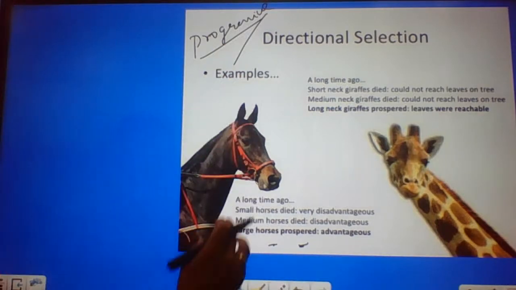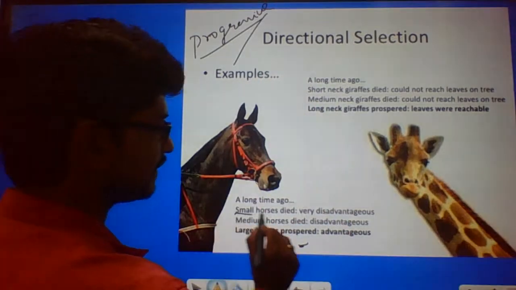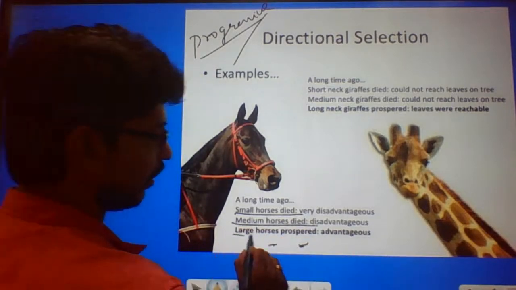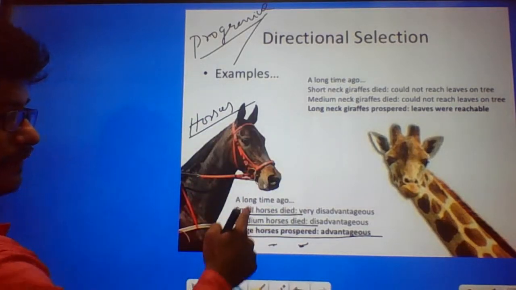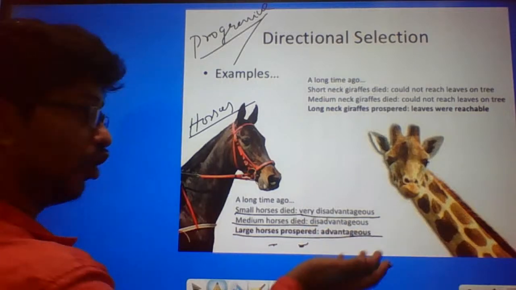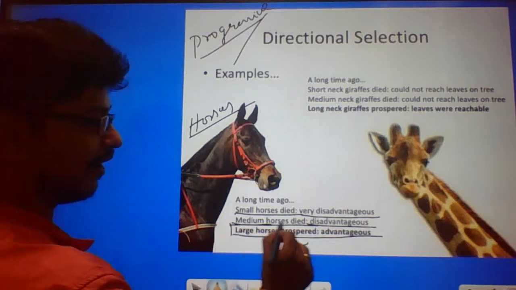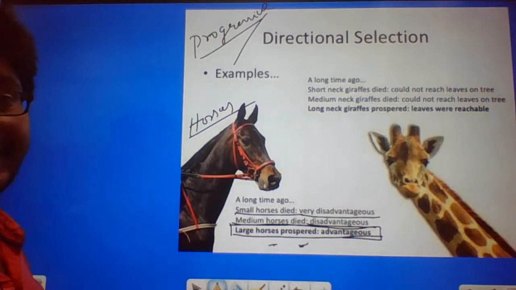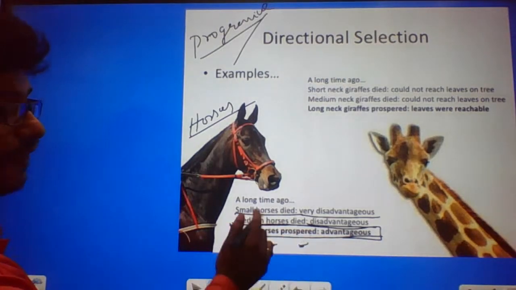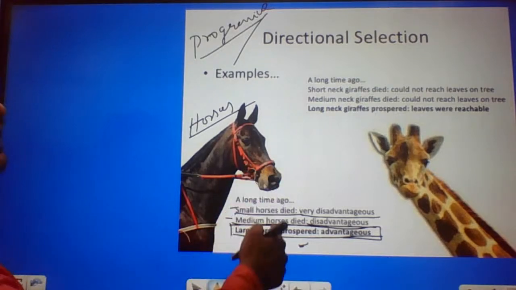Directional selection: we already discussed industrial melanism. Take the case of horses: small horses died because it was very disadvantageous, long ago, when we talk in terms of evolution. Medium horses also died, which was also disadvantageous, but the large horses prospered because they were well adapted. The feet of these horses were well adapted to the terrain and varied arid conditions, so they could run faster and adapt more. The small and medium horses couldn't survive as well as the large horses. This is one example of directional selection.